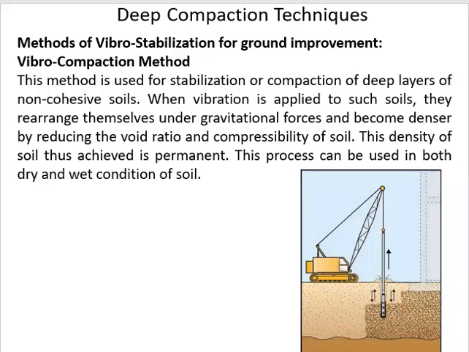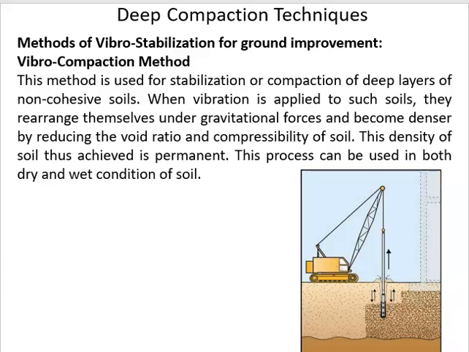Deep compaction techniques. When the loose soils are deep, roller compaction is not effective, and deep compaction techniques like vibrostabilization, dynamic compaction or blasting are required to compact the soil. There are three types of vibrostabilization technique: vibro compaction, vibro displacement and vibro replacement.